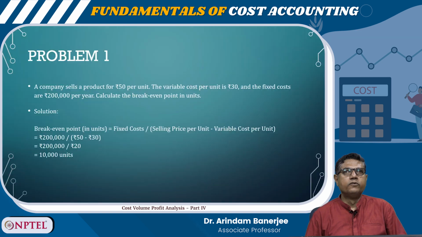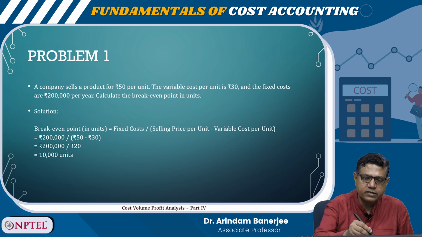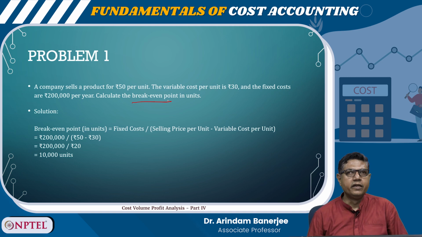So problem number 1. A company sells a product for 50 rupees per unit, the variable cost per unit is 30 rupees and the fixed costs are rupees 2 lakh per year. Calculate the break even point in units. And as we discussed earlier, break even point is the amount of sales at which the company is at no profit, no loss zone.